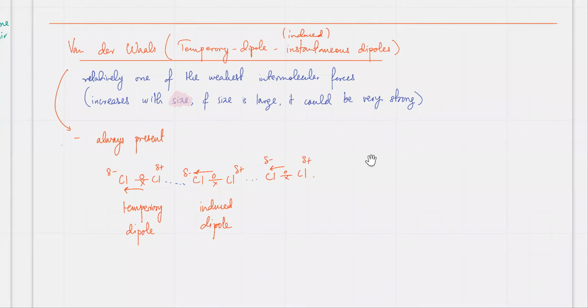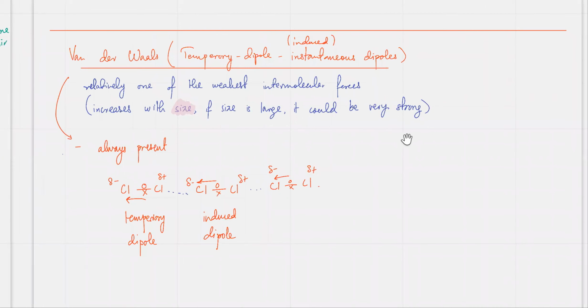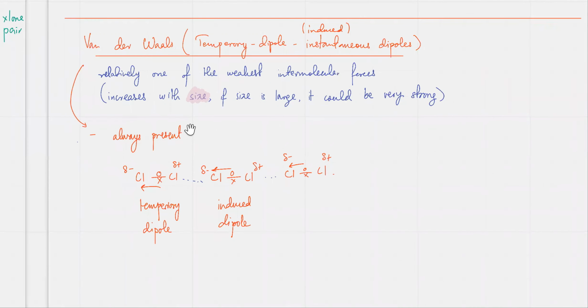So now this over here was the last of the intermolecular forces that we had to study, and in this we have van der Waals forces, which are temporary dipole induced dipoles or instantaneous dipoles. Relatively they're one of the weakest, but they are dependent on size. So if the size is really large, they can be really strong as well, and they're always present even in molecules that have hydrogen bonding or that have permanent dipoles. They're always present. And I did explain how these forces arise.